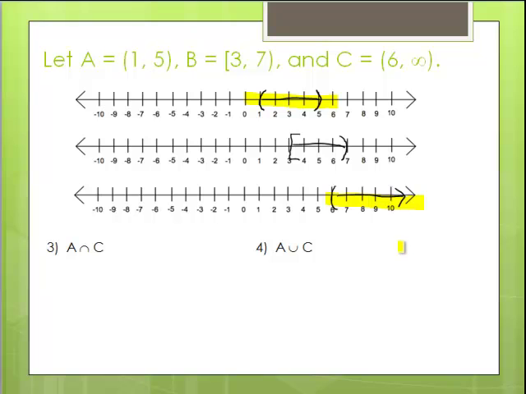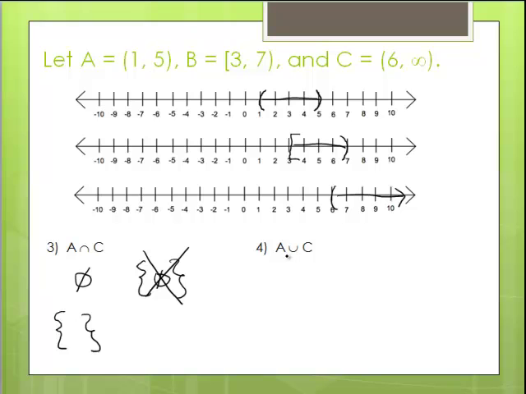Intersection means what they have in common. Do they have anything in common? This stops at 5 and this starts at 6. Does that include anything? It doesn't, right? So the intersection of A and C is completely empty. You would write it like that, which means empty set, or you would write it like this, which also means empty set. Never ever do this, because this is a set that includes a symbol that means empty set. So we would never want to do that one.